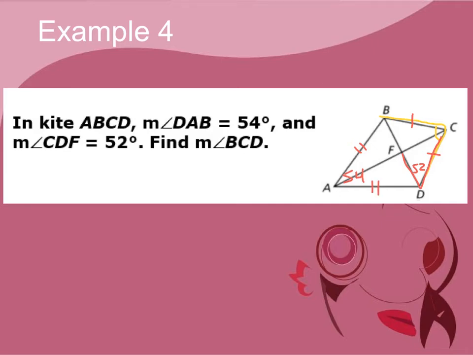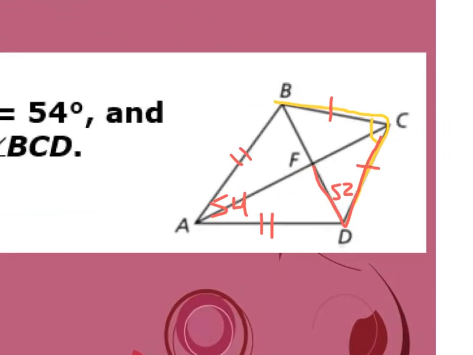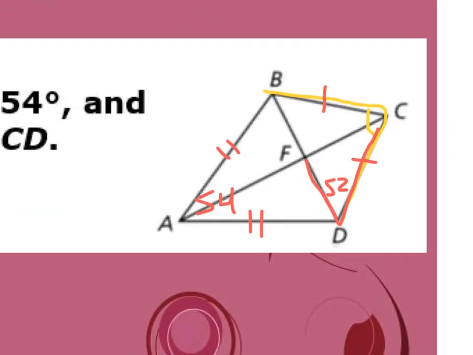AD. Also, how do you know where to put the 52 and 54 right away? It tells you. So it tells us that angle DAB is 54. So in order to tell what's 54, we start at D, we go to A, and then we go to B.